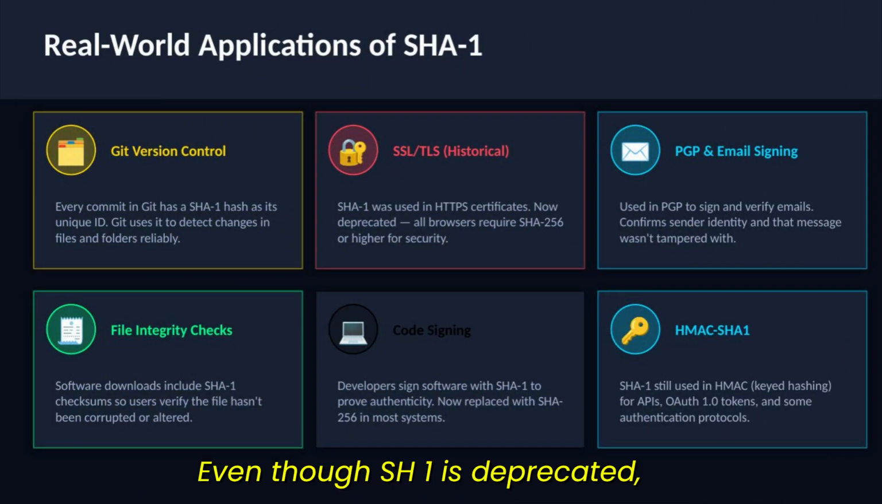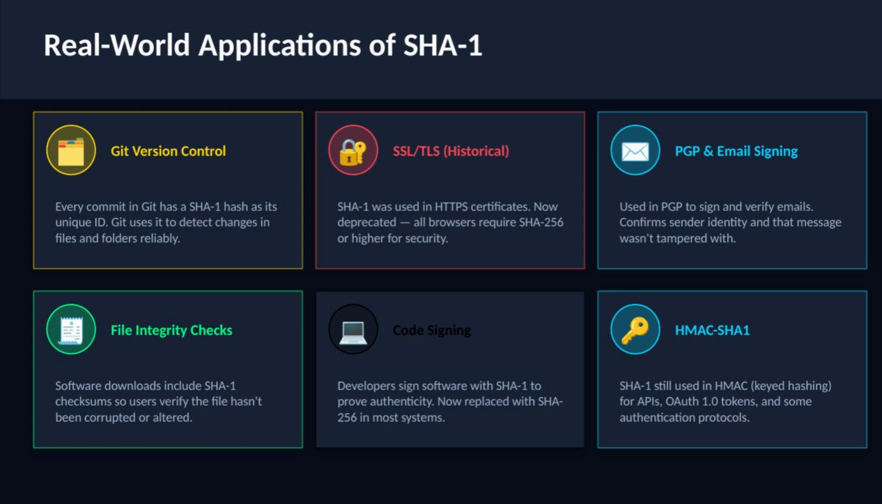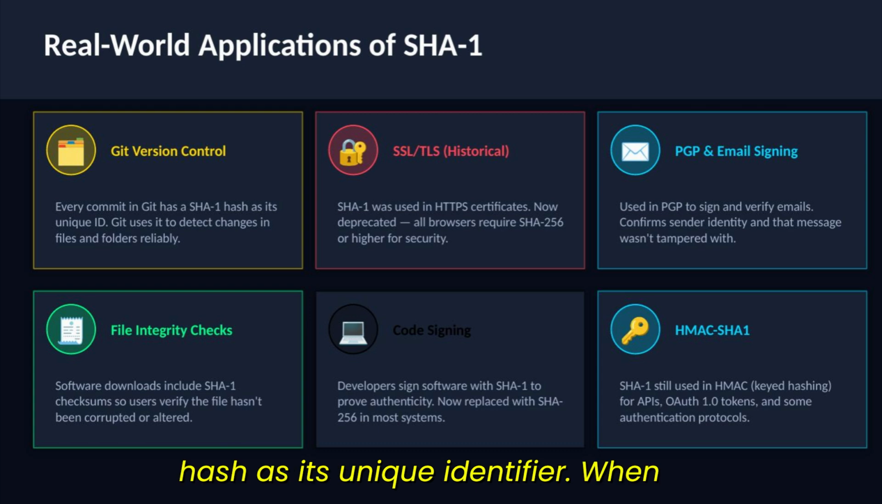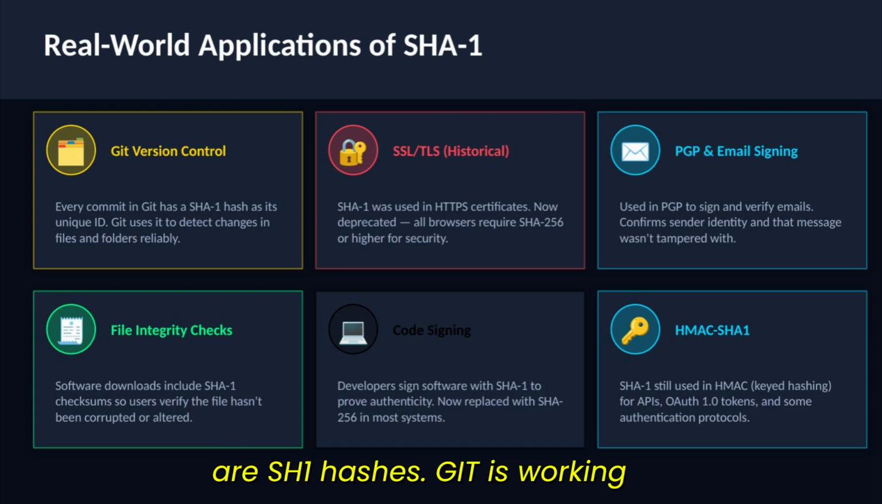Even though SHA-1 is deprecated, it's still used in many real-world systems, especially legacy ones. Let's look at the 6 key applications. Git version control. This one still uses SHA-1 today. Every commit in Git gets a SHA-1 hash as its unique identifier. When you do git log and see those long strings of characters, those are SHA-1 hashes. Git is working on moving to SHA-256, but SHA-1 is still the default.